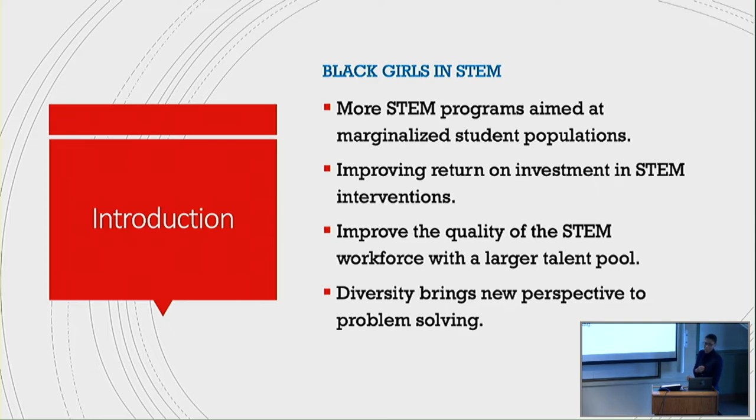But then there's also this movement by the National Science Foundation and other granting bodies, states and federal governments that are putting money into STEM programs that are targeting marginalized communities, and Latinx and African American communities. And so I wanted to see what type of factors would help move students, specifically African American girls, toward a STEM career. So why is this important for society or for anyone who wants to put money into this? Improving the return on the investment of these types of STEM interventions is super important. If schools are going to put money into after-school programs, or states, they're going to want to see if what they're doing is actually working.